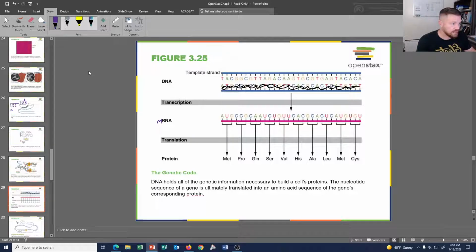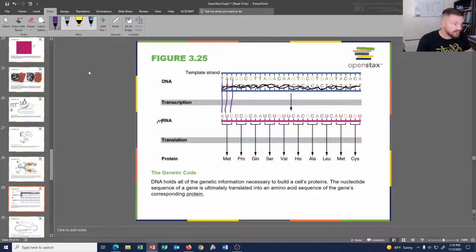So here I have an A, so there I'm going to have a U. There's a C, there's a G. So all of these first ones go, that one goes to that one, that one goes to that one, and so on and so forth. And so from this template strand of DNA, you create this messenger RNA molecule. That messenger RNA molecule then leaves the nucleus through that nuclear pore that I just showed you.